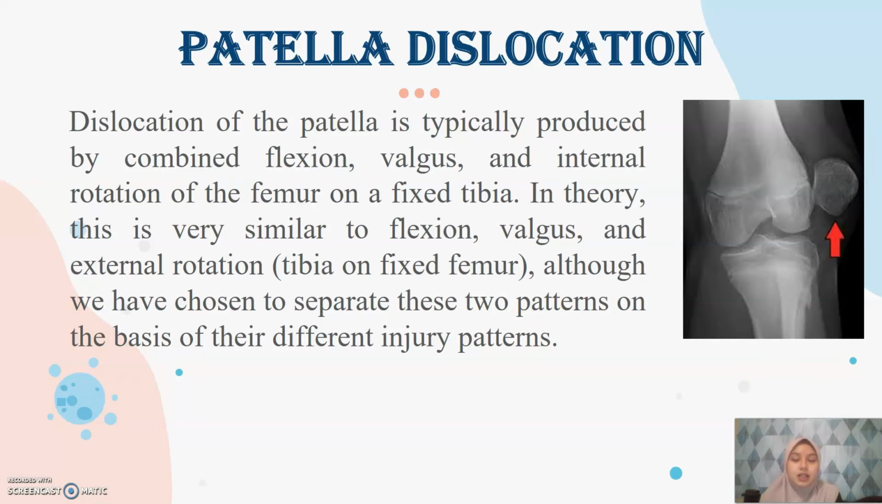Okay, next is patellar dislocation. Dislocation of the patella is typically produced by combined flexion, valgus, and external rotation of the femur on the fixed tibia. In theory, this is very similar to the flexion, valgus, and external rotation injury, but we have chosen to separate the two patterns on the basis of the different injury patterns.